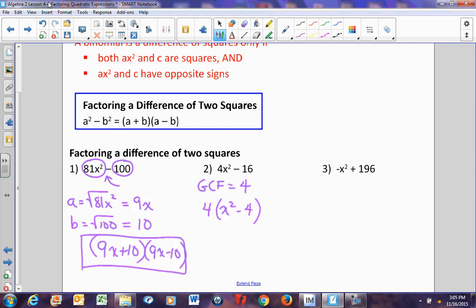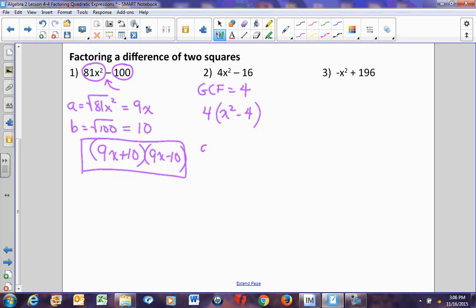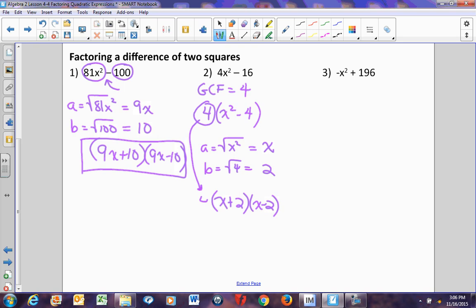So now, my a term is the square root of x squared, and my b term is the square root of 4. The square root of x squared is x, and the square root of 4 is 2. So I have x plus 2 times x minus 2, or x minus 2 times x plus 2. But don't forget you took out a 4 to begin with, so we have to put that 4 back in to our equation when we're done.